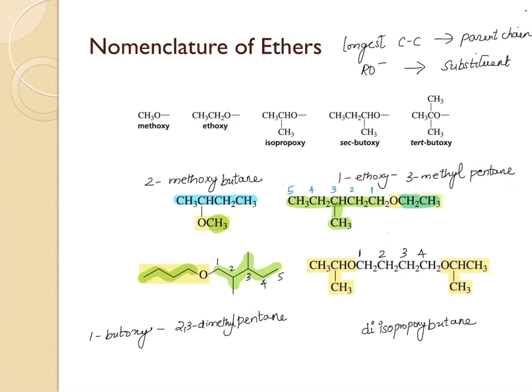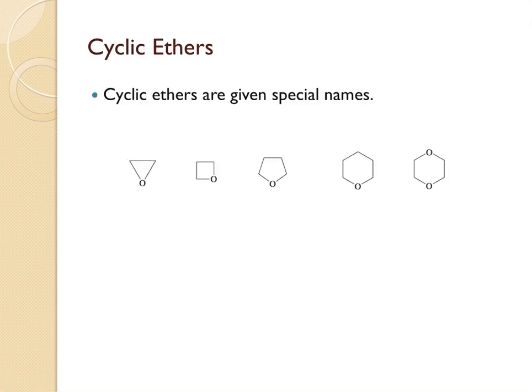They are present on the first carbon and the 4th carbon, and therefore this is on the whole called 1,4-diisopropoxybutane. Cyclic ethers. Cyclic ethers are given special names. The presence of an oxygen in a saturated ring structure is indicated by the prefix "ox", and depending upon the ring size, they can have different suffixes. Now let's take a look into these different cyclic ethers and give a name for these.